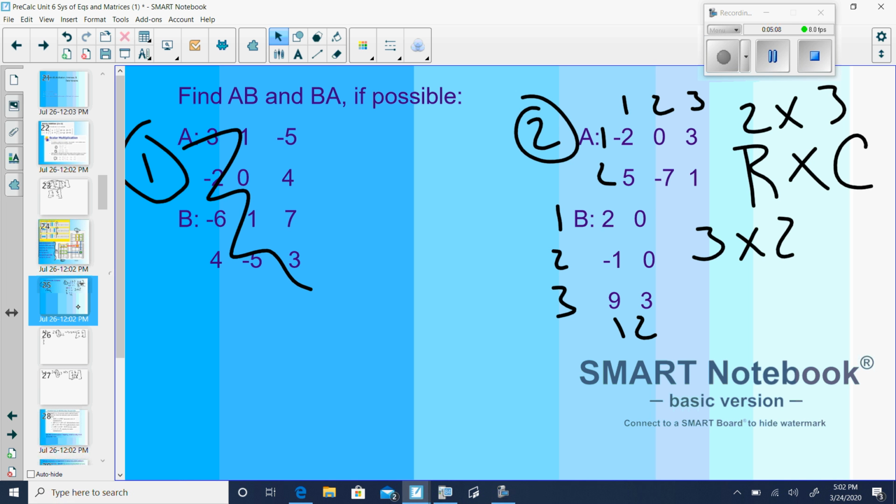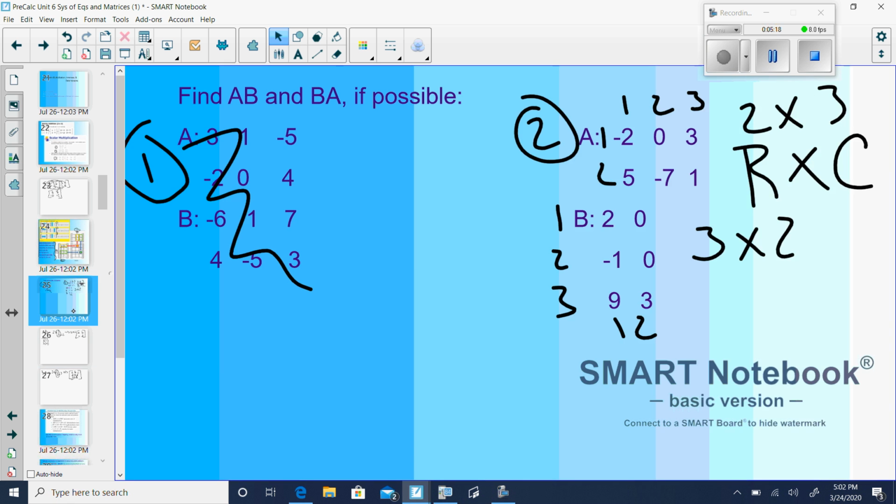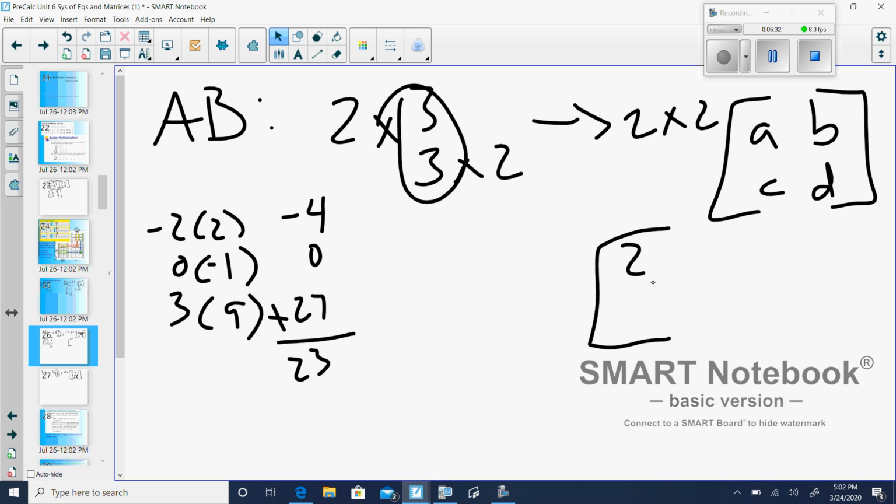What I'm going to do is combine that with the columns in B. So we have 2, -1, and 9. And I'm going to add those together, right? So that gives us -4 plus 0 plus 27, 23. That goes in the upper left position.